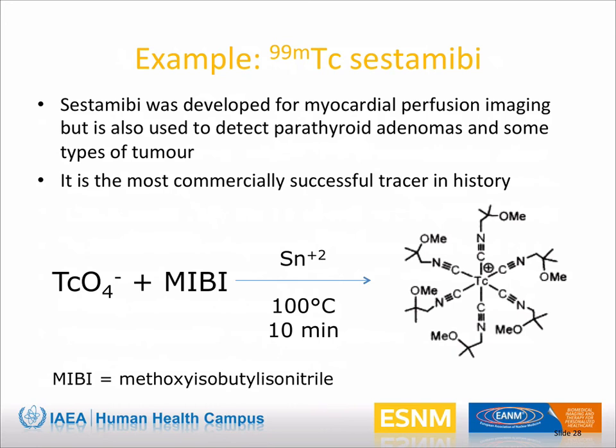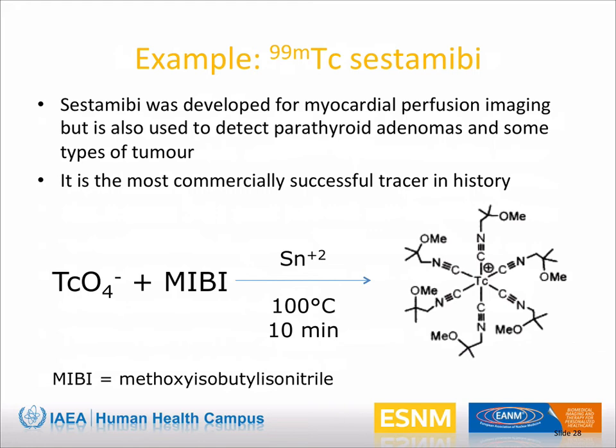To give an example of a kit preparation, let's go back to sestamibi, developed for myocardial perfusion imaging, but also being used for parathyroid adenomas and characterization of some types of tumor. The most commercially successful radiopharmaceutical in history. It came off patent a few years ago, and now there are generic equivalents available. The chemistry looks simple when it's written out here.